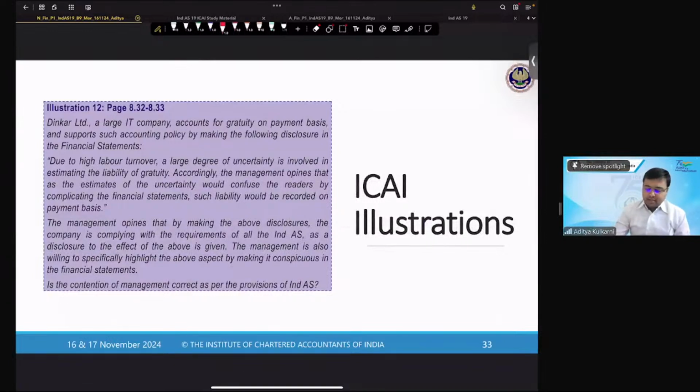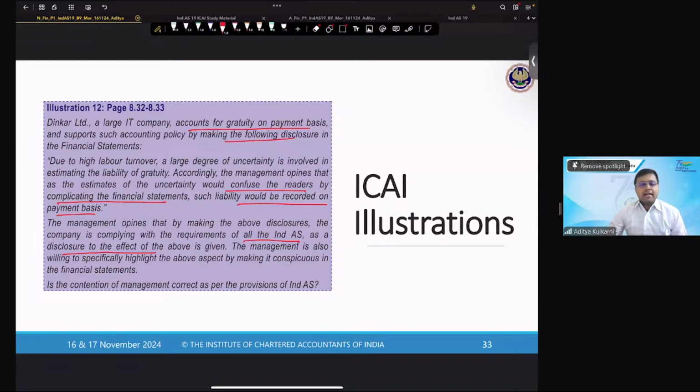Now, one small illustration. A large IT company accounts for gratuity on payment basis and supports the policy by making the following disclosure. Due to high labor turnover, a large degree of uncertainty is involved in estimating the gratuity liability. Accordingly, the management opines that the estimates of uncertainty would confuse the readers by complicating the financial statements, and hence the liability would be recorded on a payment basis. Management says that by making these disclosures, it is complying with all the requirements of the Ind AS, as a disclosure is given. The management is also wishing to highlight this fact by making it conspicuous.